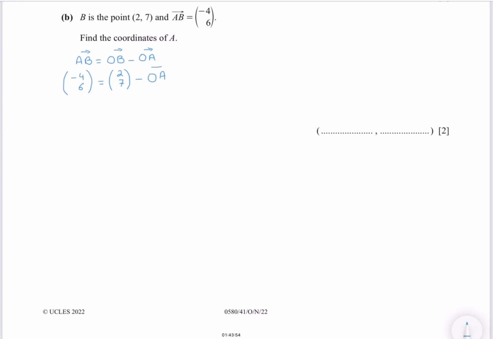So write OA as it is. Now make OA the subject. So it becomes like this. So 2 minus minus 4 is 2 plus 4, which is 6, and 7 minus 6 is 1. So this is your OA in the shape of a column vector. You write it as a coordinate because the examiner wants you to find the coordinates of A. So (6, 1), in the shape of coordinates. So (6, 1) is your answer.